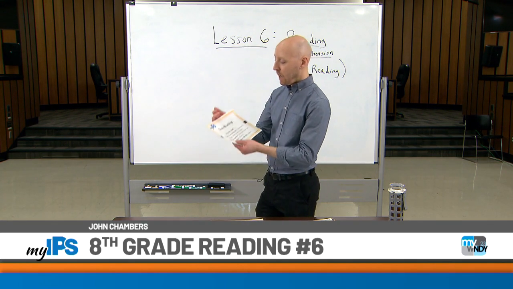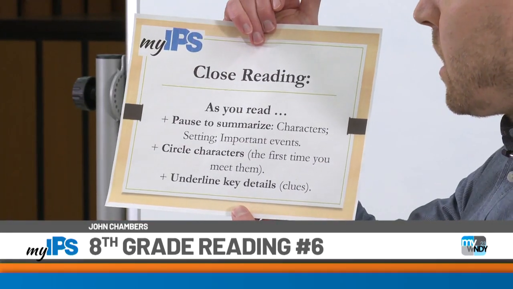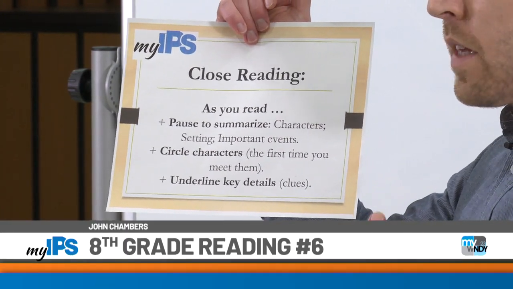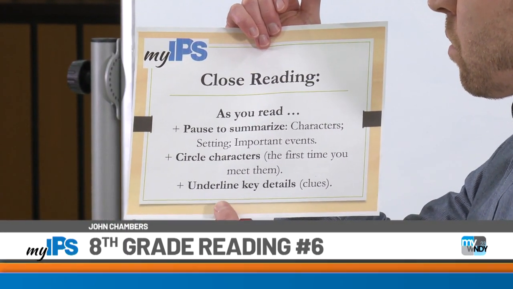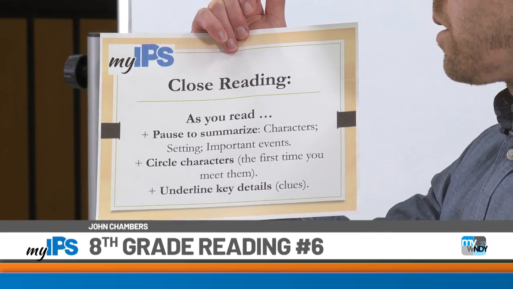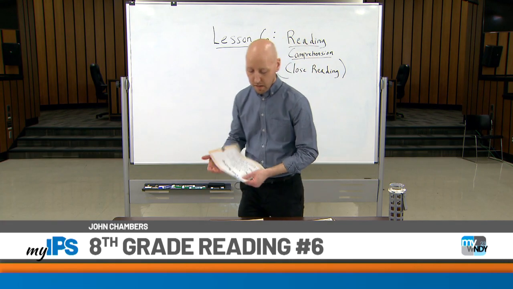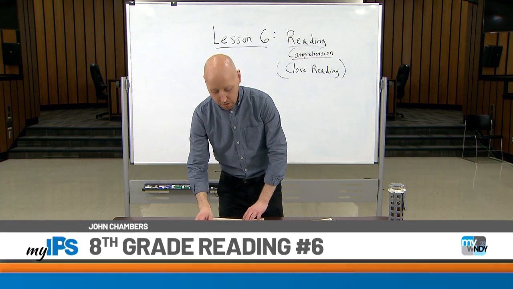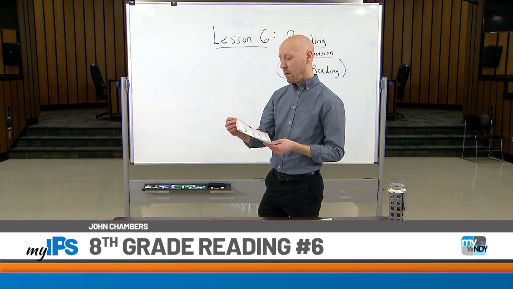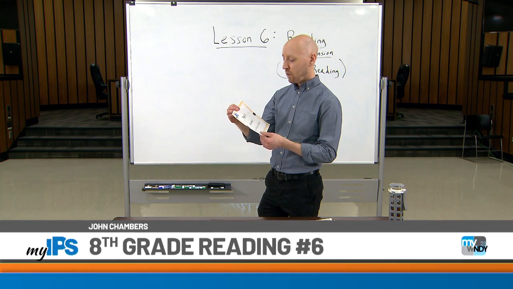So for close reading, as you read, it's really pausing to summarize characters, the setting, and the important events. So you'll circle characters the first time you meet them, and we'll see that as we walk through this story. And then you'll underline key details or clues that can help us for the summary as we answer these comprehension questions after we read. And when you read aloud, usually even at home, it will help you remember typically everything that you read or a lot of the key details. So it can be an important skill.